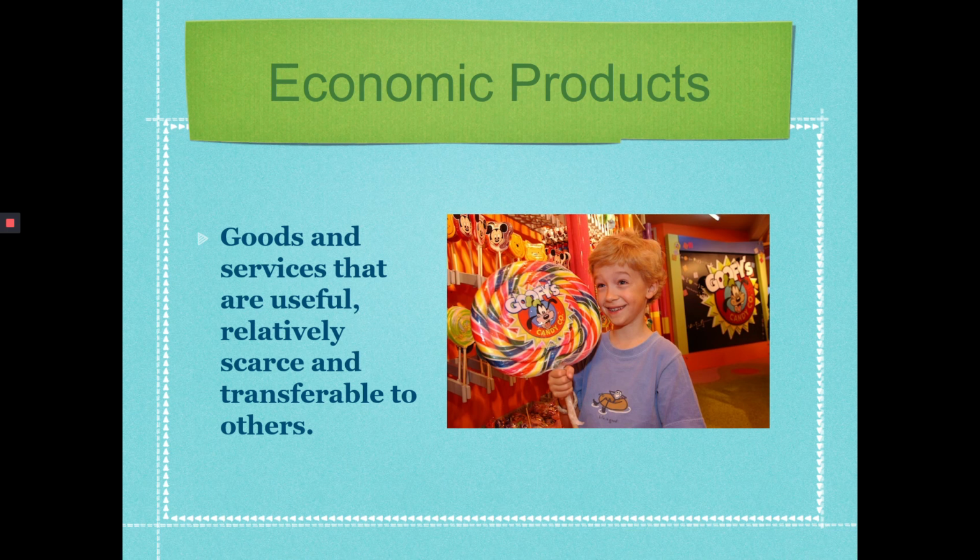Okay, so you've got to be able to either see the product, touch the product, transfer it from one person to another, so you can hand it to another person, like you see here with the little boy with the Goofy's Candy Company big sucker, or the product of the action. For example, if you go get your hair cut, you can see the product of that action, and it is transferable from one person to another. Okay, so that is an economic product, but in order to fully understand it, we have to know the difference between a good and a service.